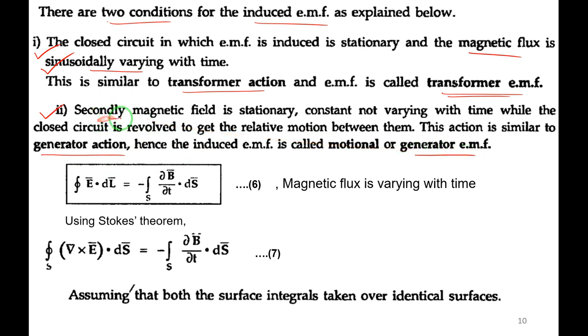The same thing has been written here. The magnetic field is stationary, constant. It is not varying with time, while the closed circuit is revolved to get the relative motion between them. Here the conductor itself is moved. Okay, we will not see this here. We will concentrate on the transformer EMF.